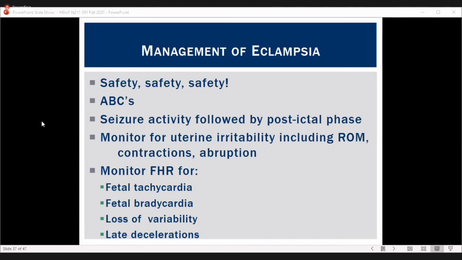Spell that in the chat. I'm sorry? You post that in the chat. There's the spelling of post-ictal. It's here on the slide. Oh, sorry. Yeah, the post-ictal phase.